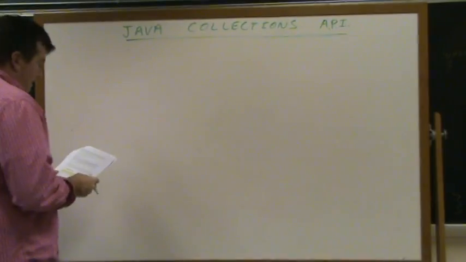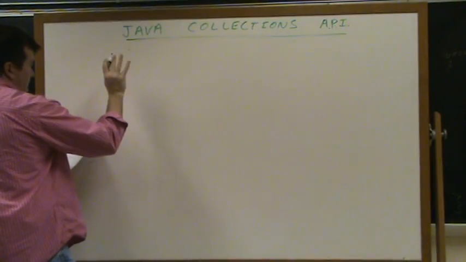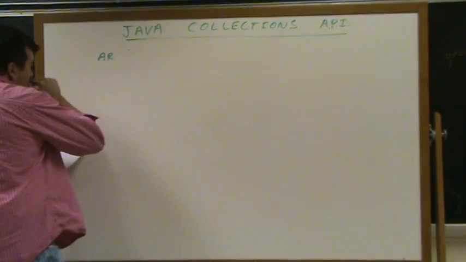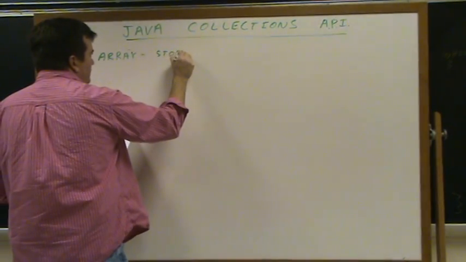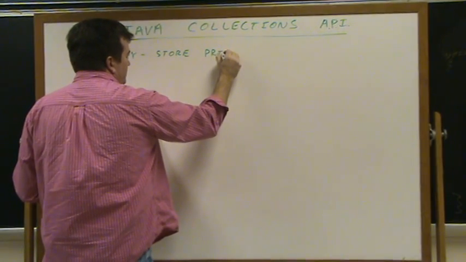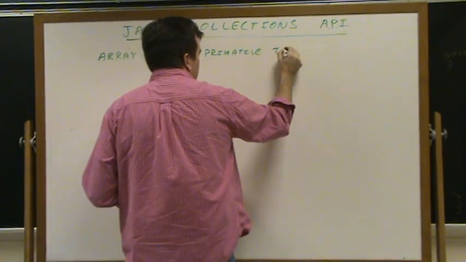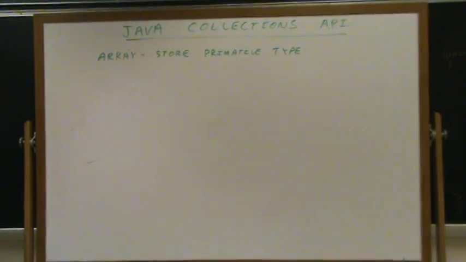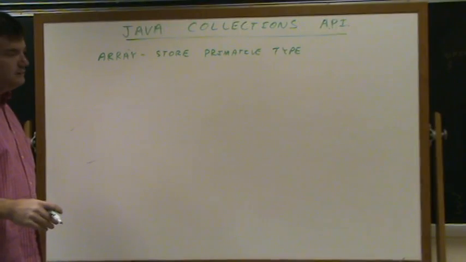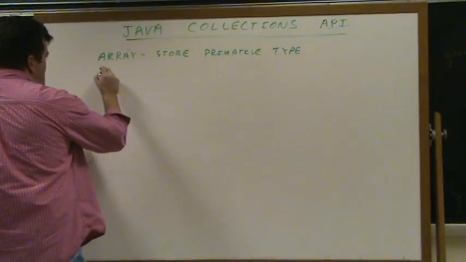the Java Collections API. They're not used for arrays, for example. An array is not part of the Java collections. Arrays can store primitive types like integers, floats, and doubles. You can put those into an array. The collections do not do this.